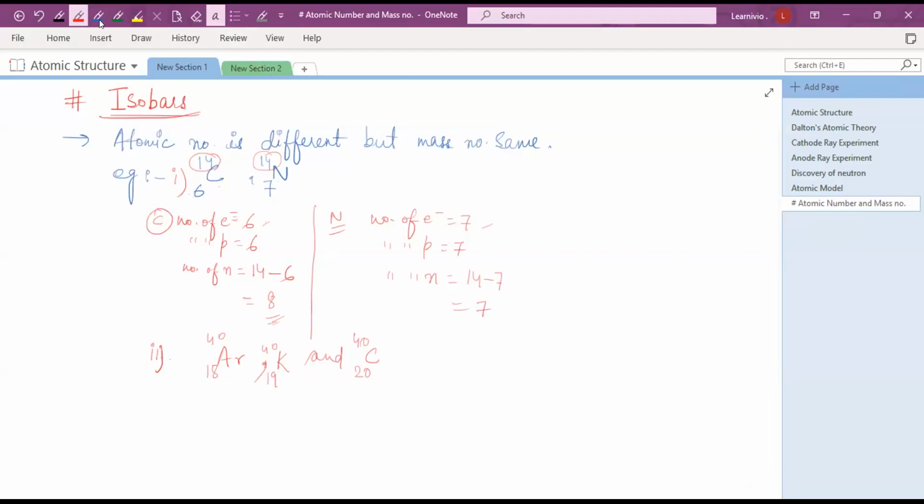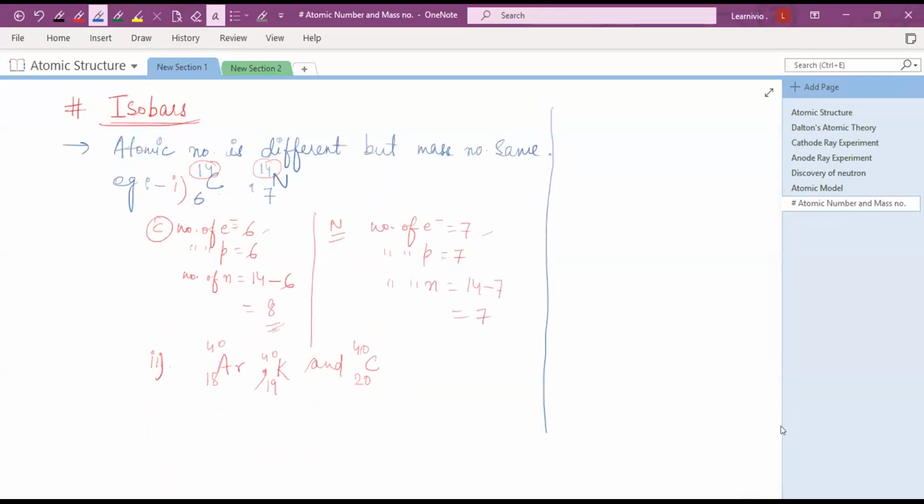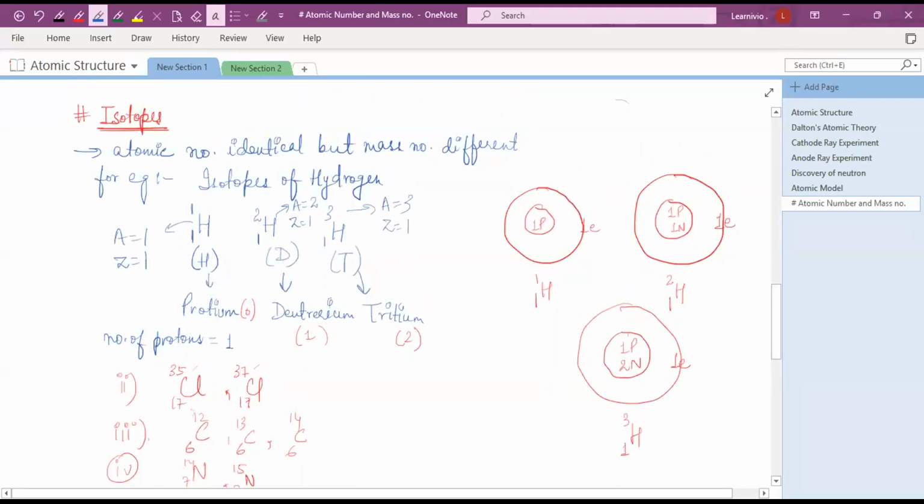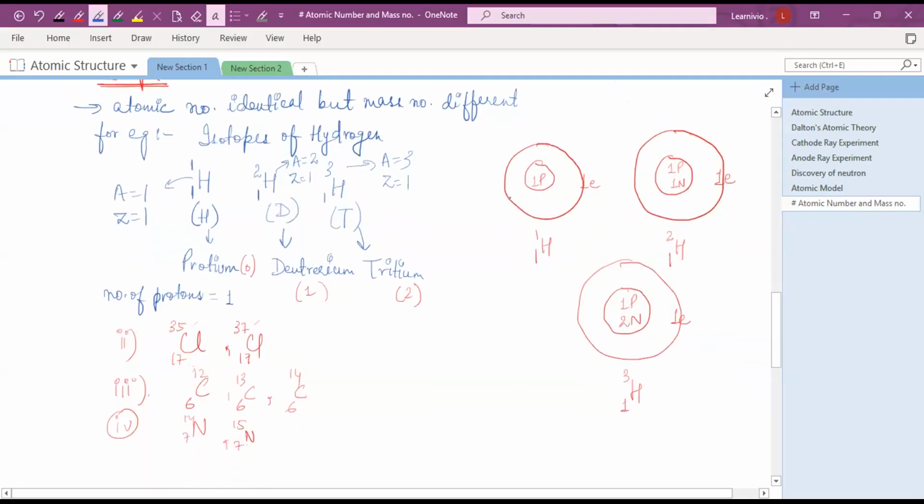One more thing, Neha, you have not studied this in the first unit: average atomic weight, how to calculate the average atomic weight. For isotopes, the atomic number is the same but the mass number is different, right? So in this case, how to calculate the atomic weight?